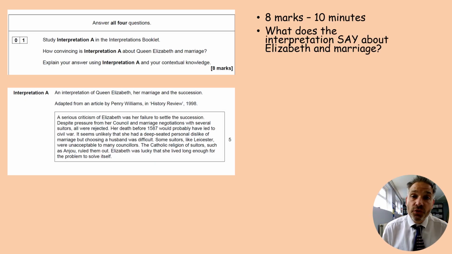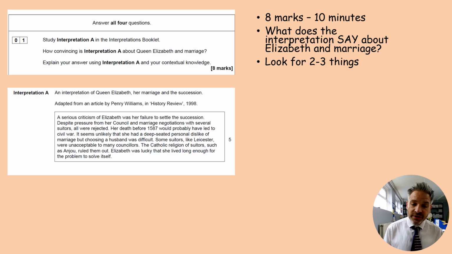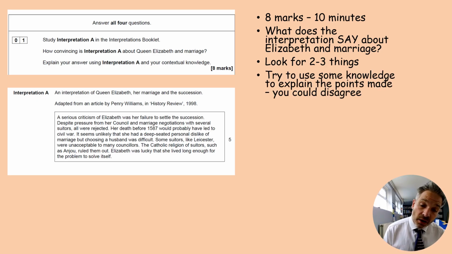And in this question, you're going to have to look for what this source says about Elizabeth and marriage, whatever the focus is. You want to try to find 2 to 3 things, you might find 4, that it tells you, and you're going to pick up marks by finding those things. But to get higher marks, you then need to link those things to your knowledge and explain why those things are true or not true.